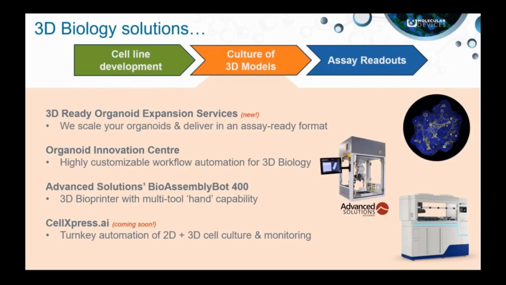And then finally, launching later this year, is the CellExpress AI. This system will enable automation of seeding, feeding, and passaging of both 2D and 3D cell models. The software will use AI analysis tools to monitor cultures and make decisions about culture progression. It can keep track of all elements of the culture and allow you to have much more control and consistency around how you're automating your assays. So keep an eye out for more information on this in the future.